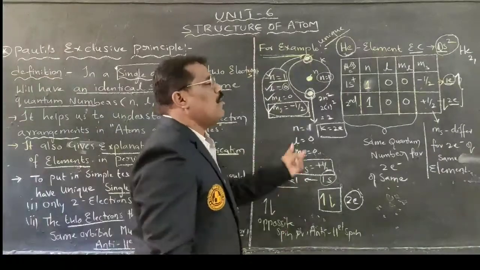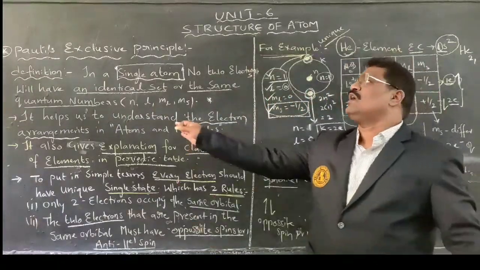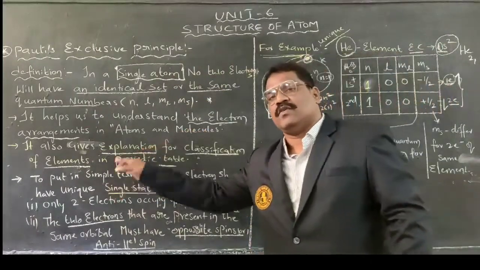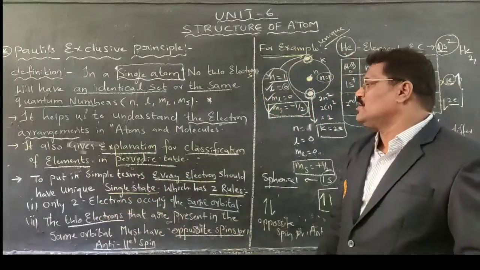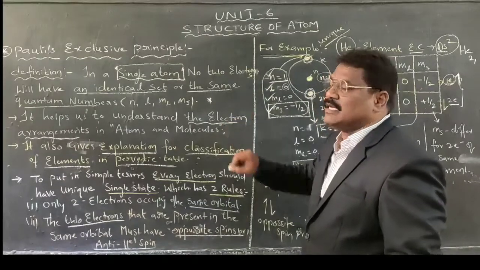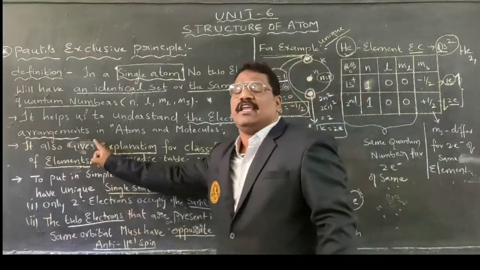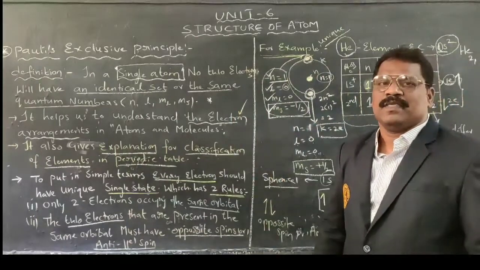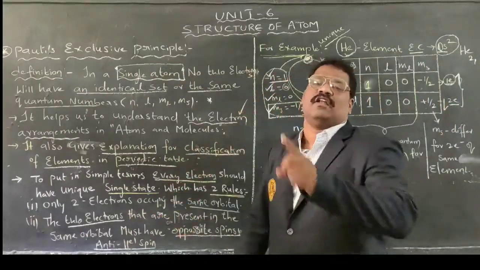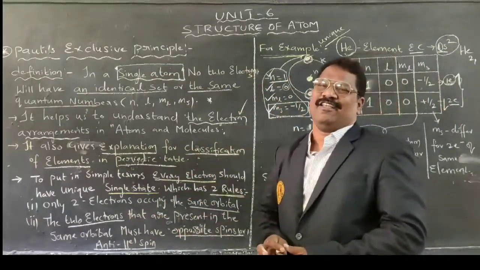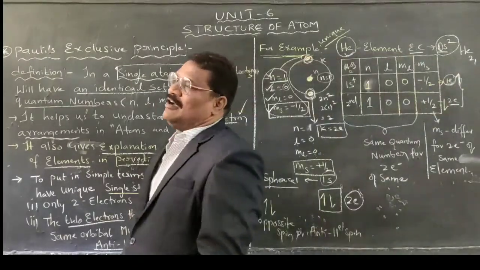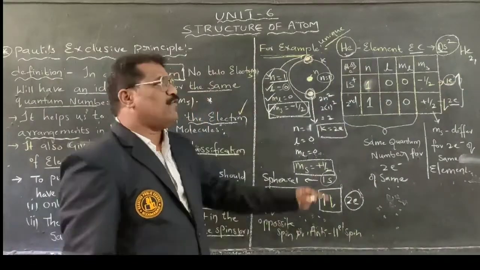In this way, Pauli's exclusion principle holds to arrange electrons within orbitals, which makes us understand electron arrangements in atoms as well as molecules. Simultaneously, it also gives an explanation for the classification of elements in the periodic table. The arrangement has to be done for every electron, for every element, by following this rule.